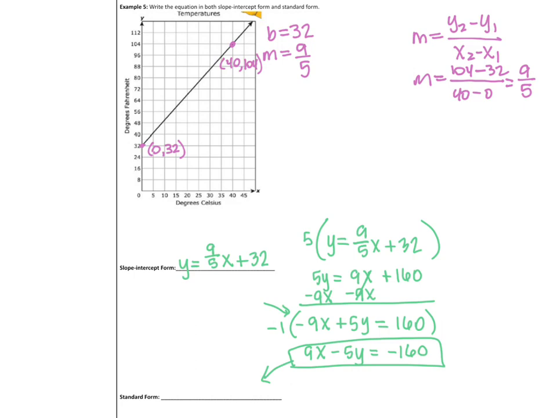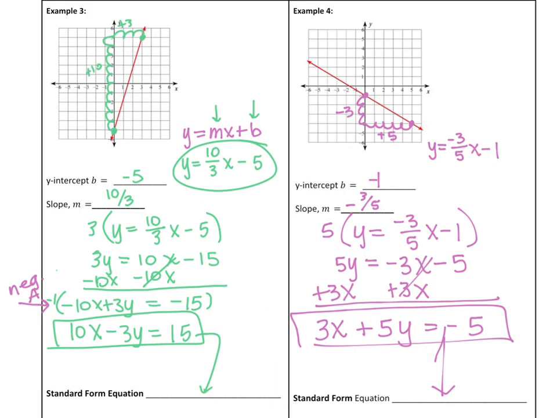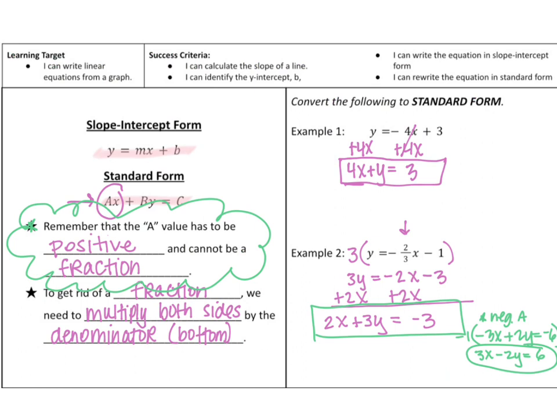All right, let your teacher know if you have any questions. But the basics, can you find slope and identify the y-intercept? And if you can do those two things, then you can write in slope-intercept form where the slope is m and the y-intercept is b.